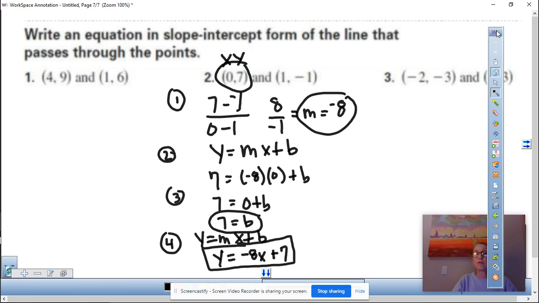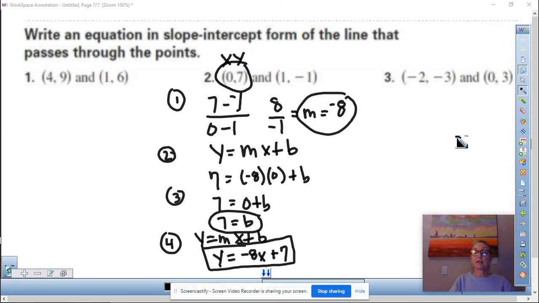So I hope this has been helpful, and that you won't have any problems doing your assignment to write an equation in slope-intercept form when given 2 points that are on the line.